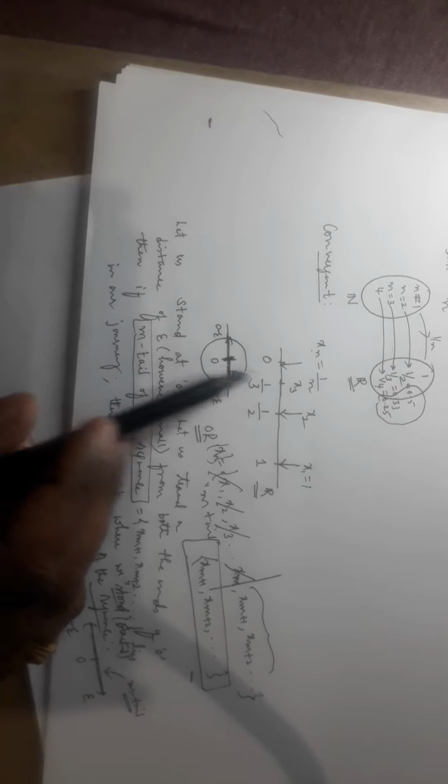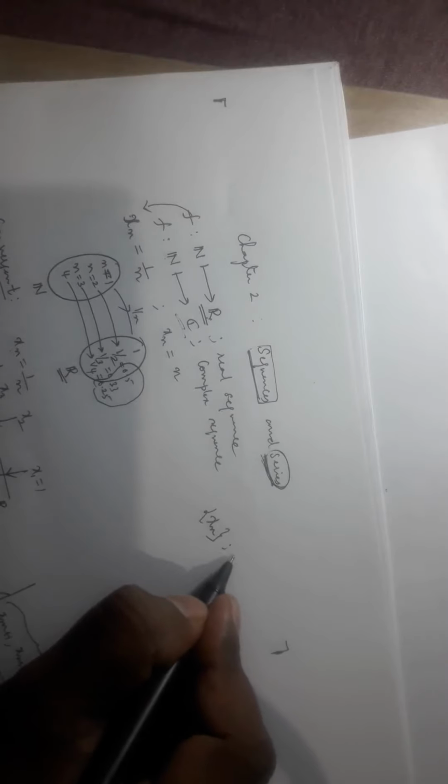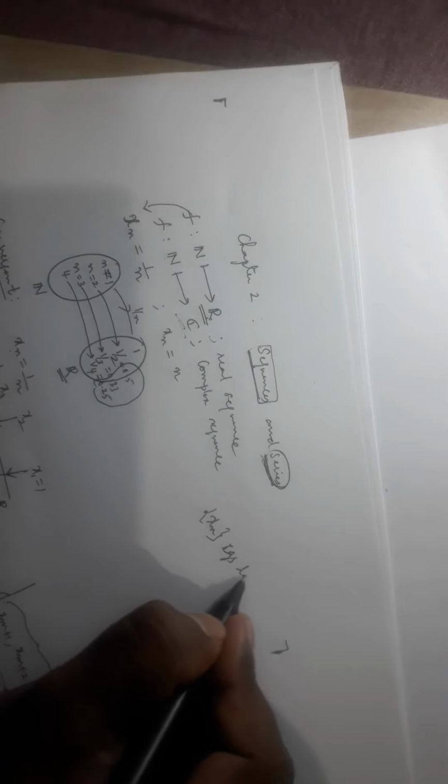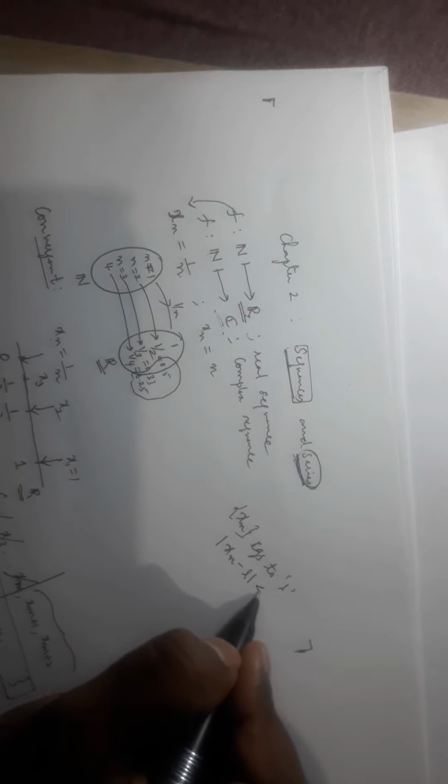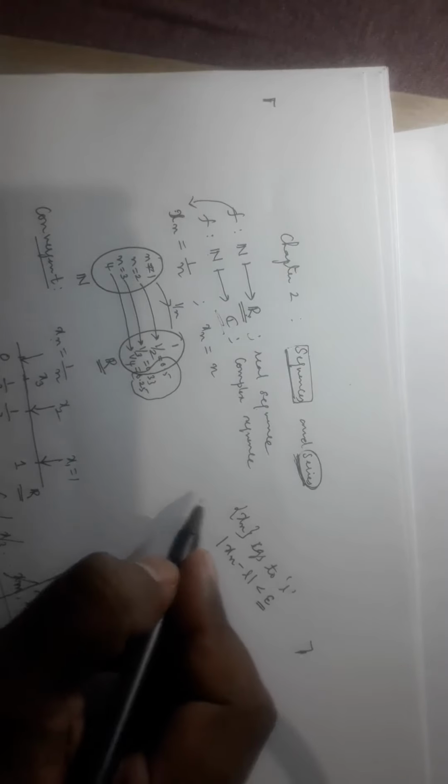Is the limit of the sequence. Then 0 is the limit of this sequence. In other words, let me put it mathematically. We say the sequence xn converges to L if the distance between xn and L can be made very small, negligibly small.